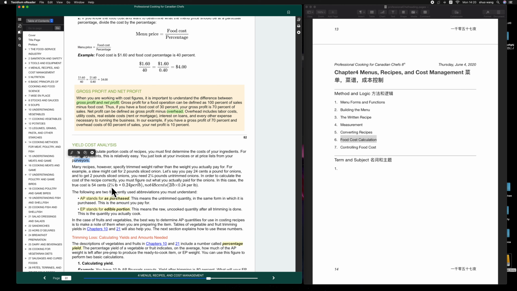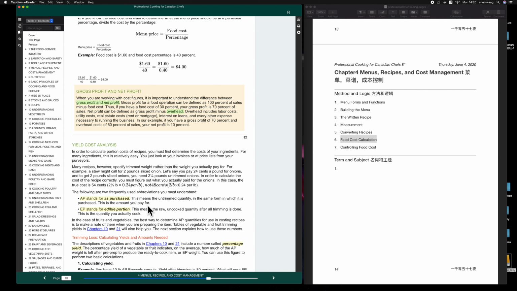For example, a stew might call for 2 pounds of sliced onion. Let's say you paid 24 cents a pound for onions, and to get 2 pounds of sliced onion, you need 2¼ pounds of untrimmed onions. In order to calculate the cost of the recipe correctly, you must figure out what you actually paid for the onions. In this case, the true cost is 54 cents.